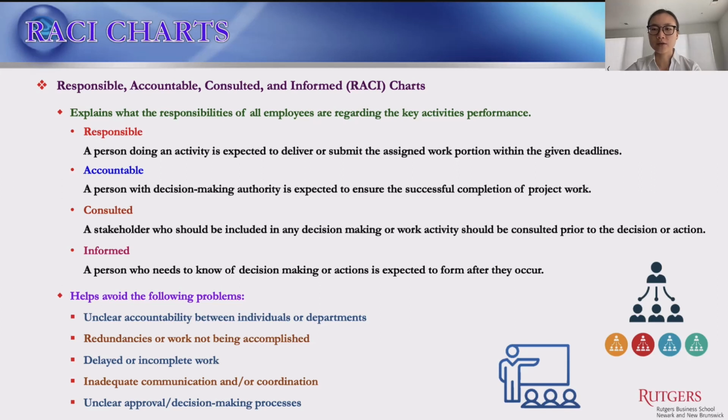This may be a person whose area of responsibility would be affected by the activity, such as a business unit manager. Finally, a person who needs to know the decision-making or action should be informed after they occur. Such a person may have a direct concern in the outcome or progress of work. The RACI chart helps avoid several problems, including unclear accountability between individuals or departments, redundancies or work not being accomplished, delays in incomplete work, inadequate communication or coordination, and unclear approval decision-making processes.